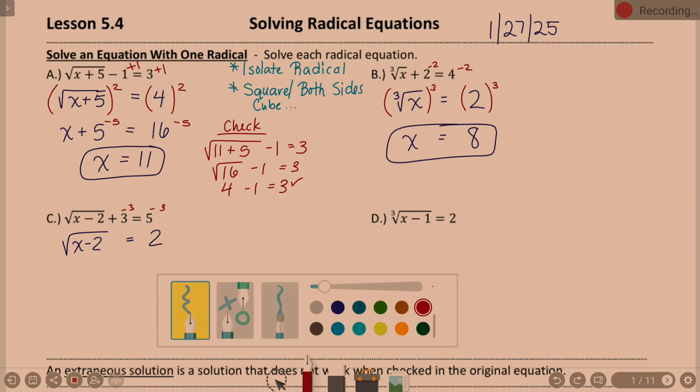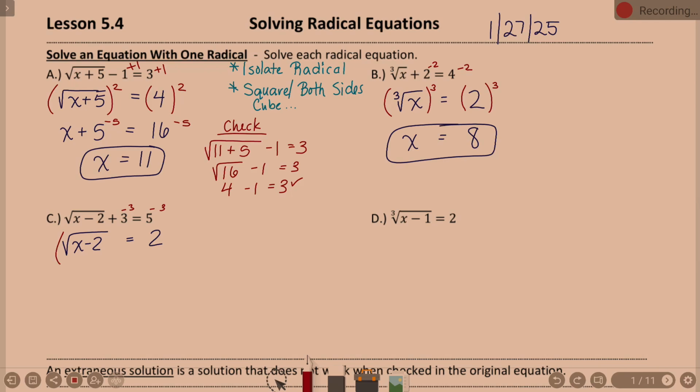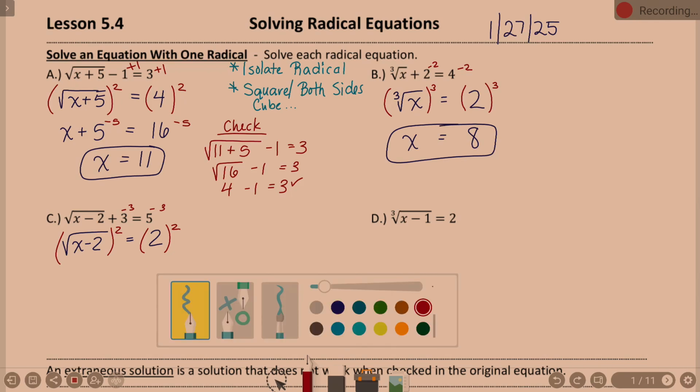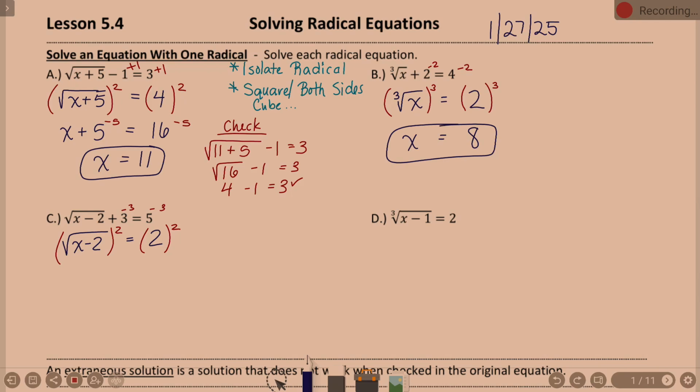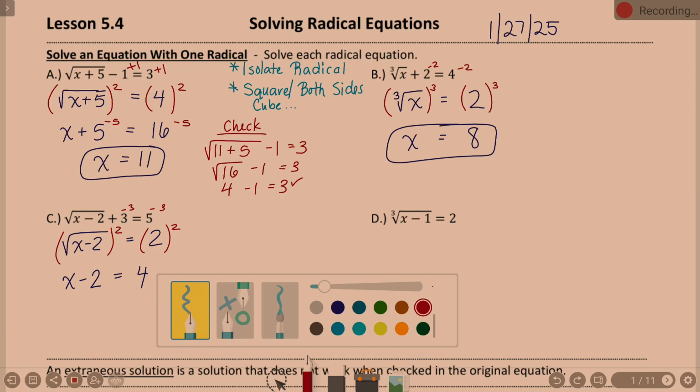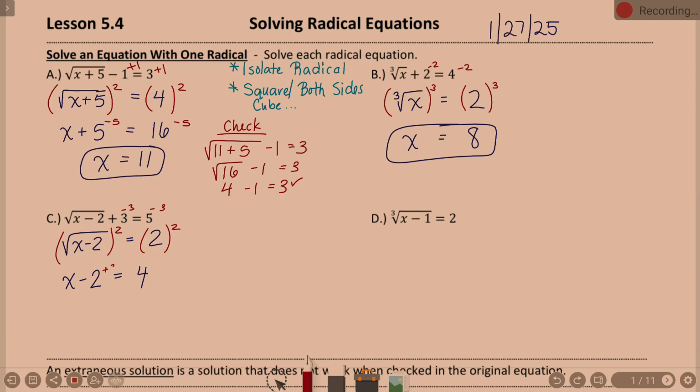What's my next step? Square. Okay, the square root is by itself, so now we're going to square both sides. What's the square root of x minus 2 when you square it? X minus 2. On the right, 2 squared is 4. And to finish it off, if x minus 2 equals 4, then I'm going to add 2 and get 6.